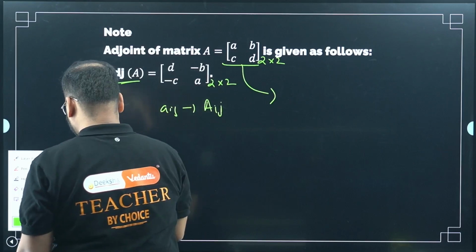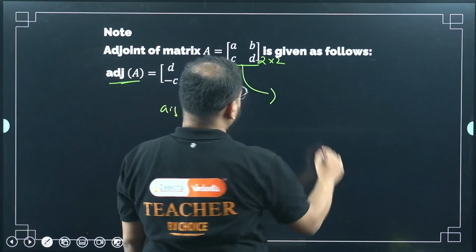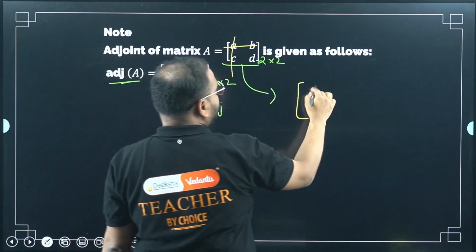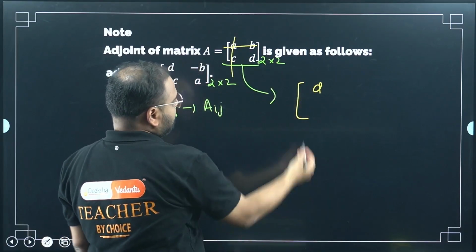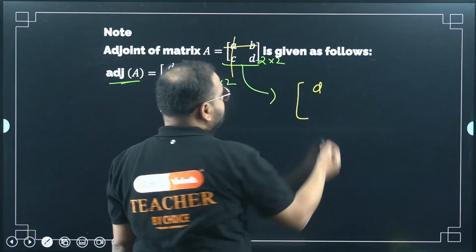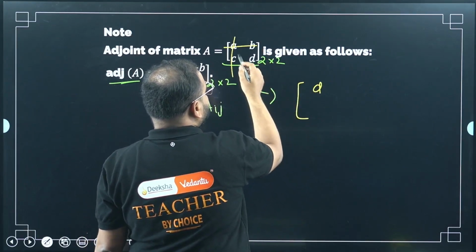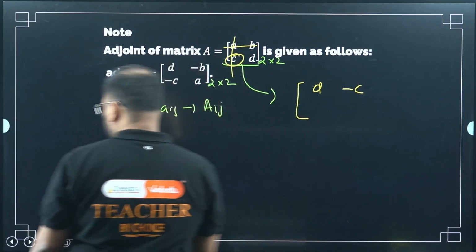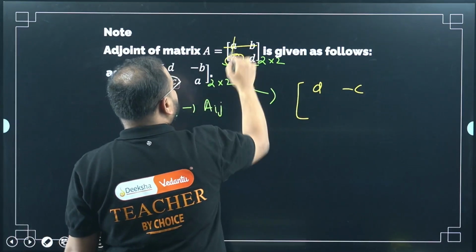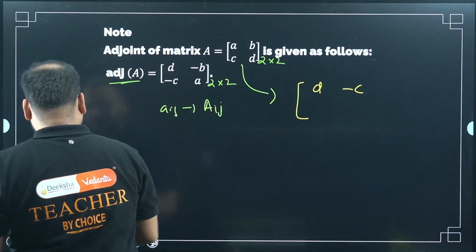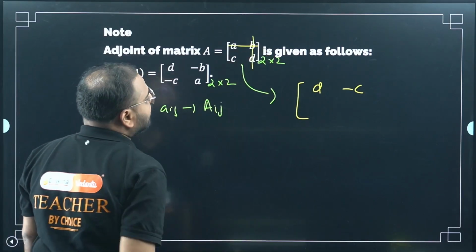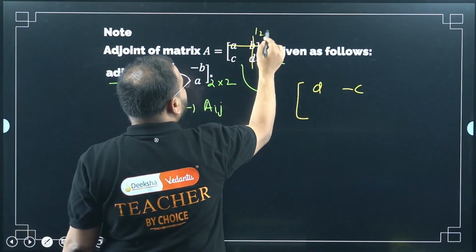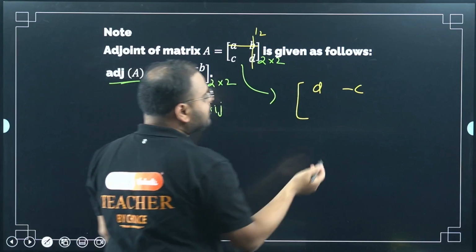So how will this look? For the first one, A, only D will come. But what about the positive or negative sign? The first one is always positive, so positive. For B, this C will come. But with what sign? Negative sign. I hope you understand that. Let me explain it one more time from the top. For this B, I'll remove these two. C is left, so C will come as the cofactor. What is the sign? Element name is 1, 2. So 1 plus 2 is odd, so minus sign.